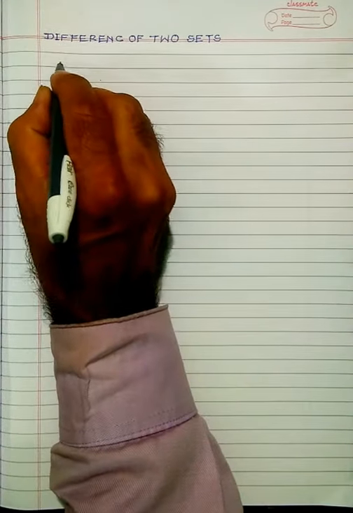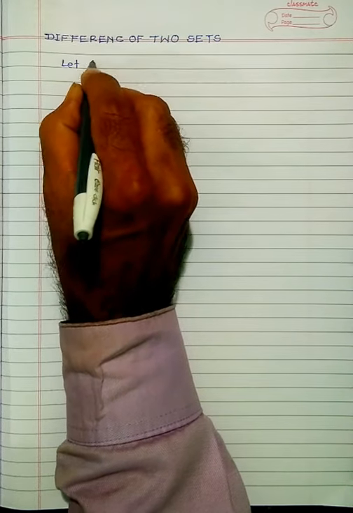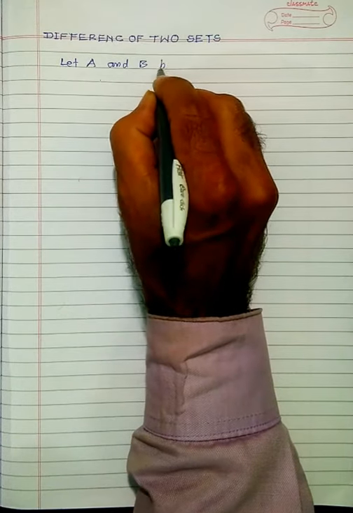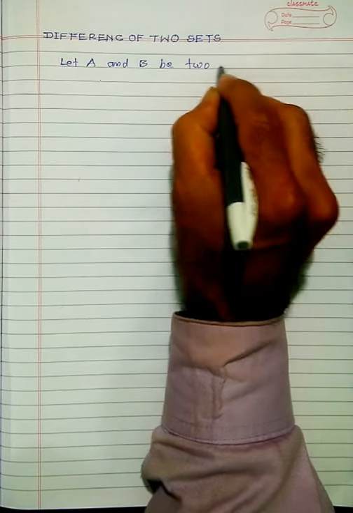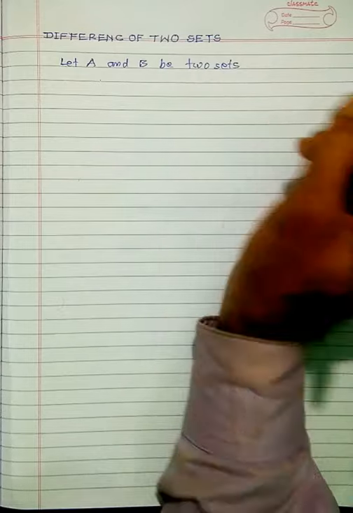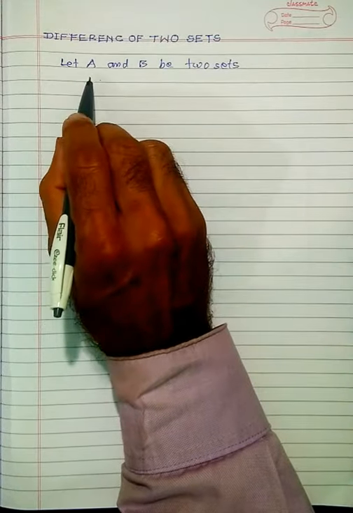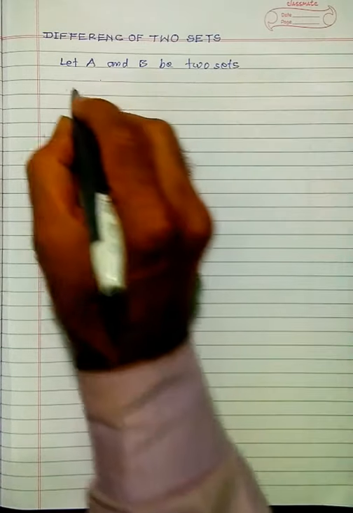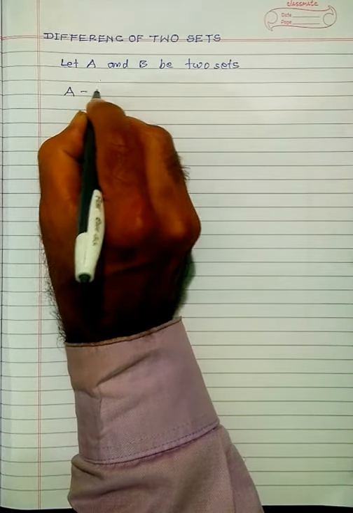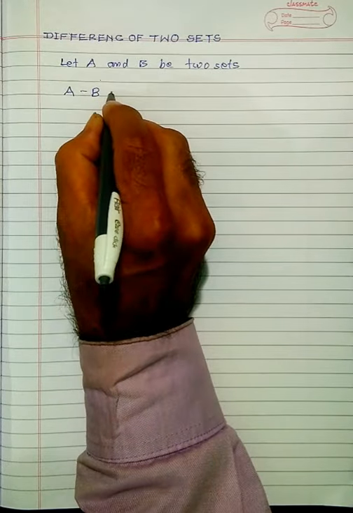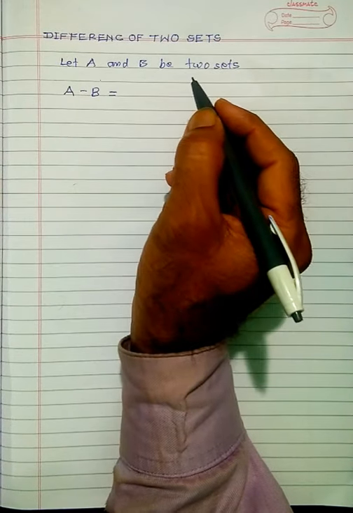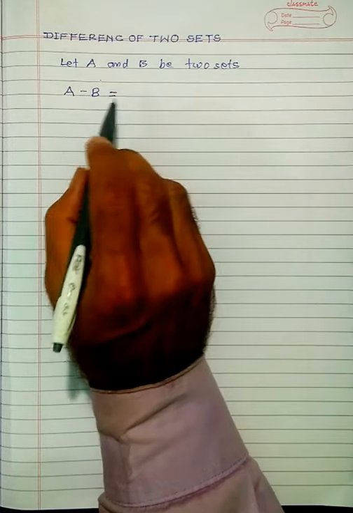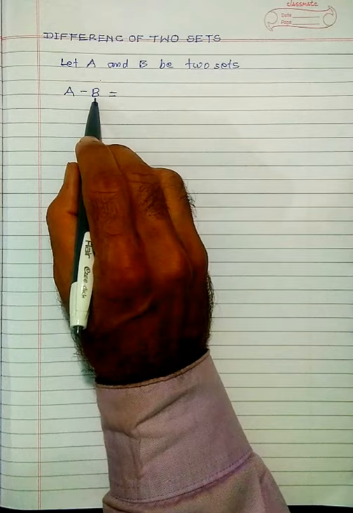Let A and B be two sets, then difference of sets A and B is denoted in two different ways. First is A minus B, and A minus B is defined as the set of all those elements of A which are not in B.